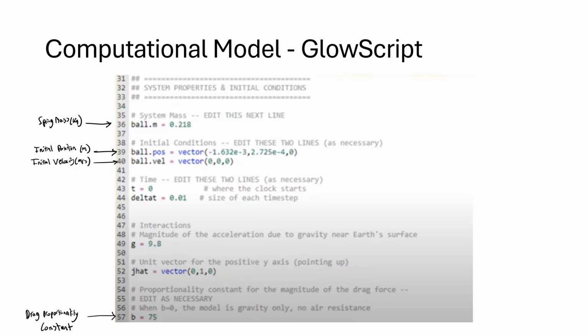So these are a few initial conditions we kept in our GlowScript model: the ball mass of 0.218, and then the vector of 0, and then negative 1.6, and 2.7, and then negative 4, and then comma 0. We just did this to keep it all constant throughout the experiment. Our delta t was 0.01, and then our g, or gravity, was 9.8, which we kept constant. And then drag was a proportionality constant, which was 75, and we assumed that because of our model and to keep it all constant throughout the experiment.